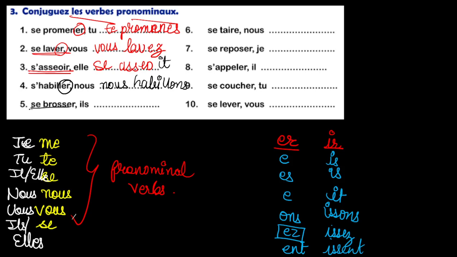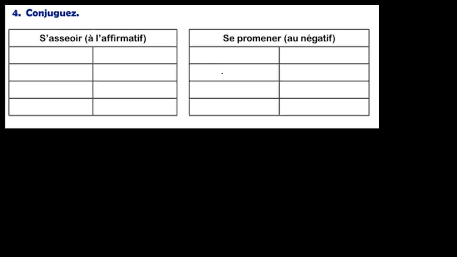Fine. Se broser. That is se broser. So, ER verb again. With il, we use sir. So, here it comes sir. And broser. So, that would be brossent. Fine. I hope these five are clear. These five, you can do it on your own. For the queries here, you can ask me in the comment section.